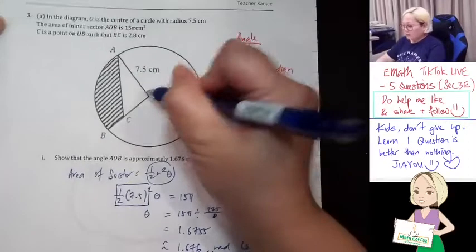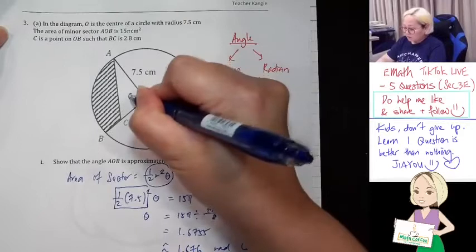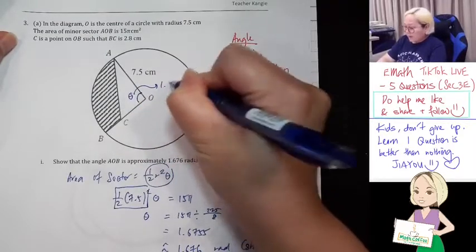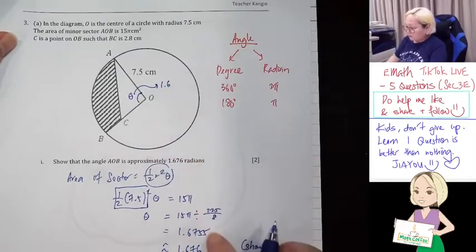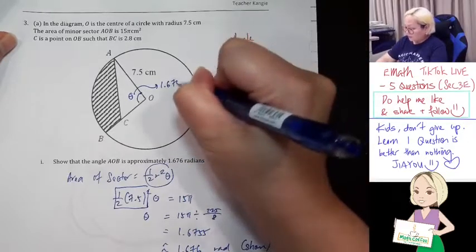Okay, then next, please update your diagram. And please don't use the rounded-off one. Always use the long one. So I will put here 1.6755. Understand?